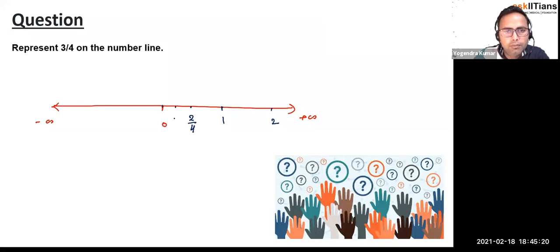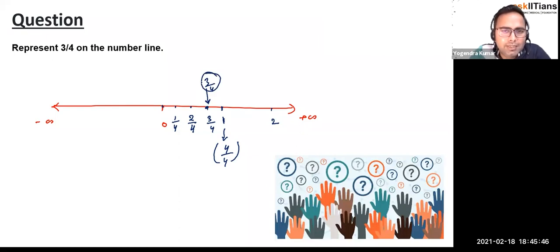Now here we will get 1 by 4, here we'll get 3 by 4, and this one is 4 by 4, which is 1, right? Now why are we doing this? Because I want to locate exactly, between 0 and 1, where 3 by 4 will come. This is the point, right? This is the location. 3 by 4 is here, right? That's all. This is how we can locate exactly.